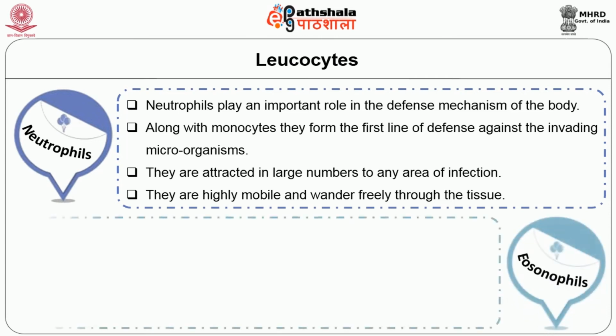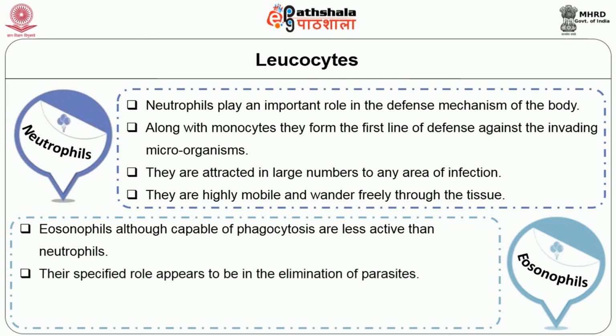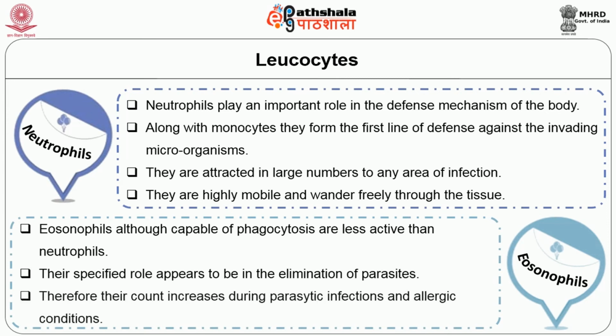Eosinophils, although capable of phagocytosis, are less active than neutrophils. Their specific role appears to be in the elimination of parasites. Therefore, their count increases during parasitic infections and allergic conditions. The eosinophils are responsible for detoxification, disintegration, and removal of foreign proteins.